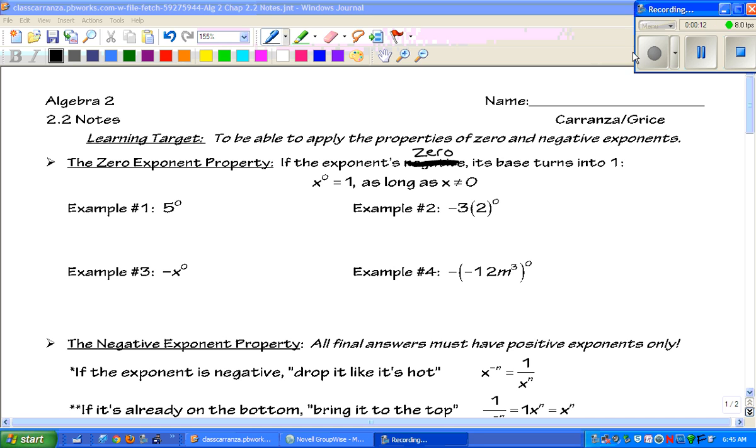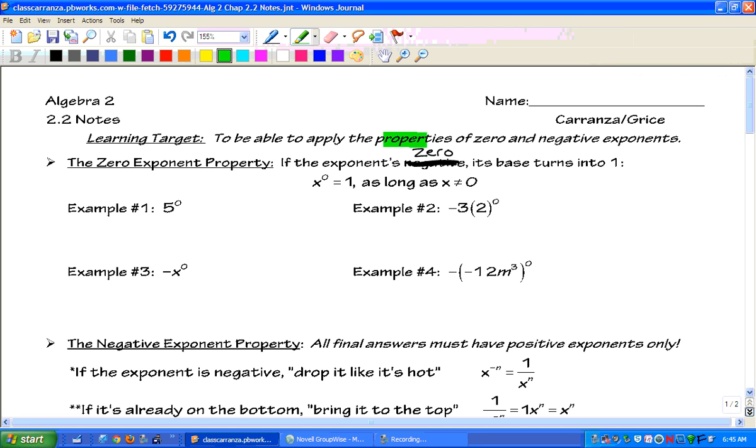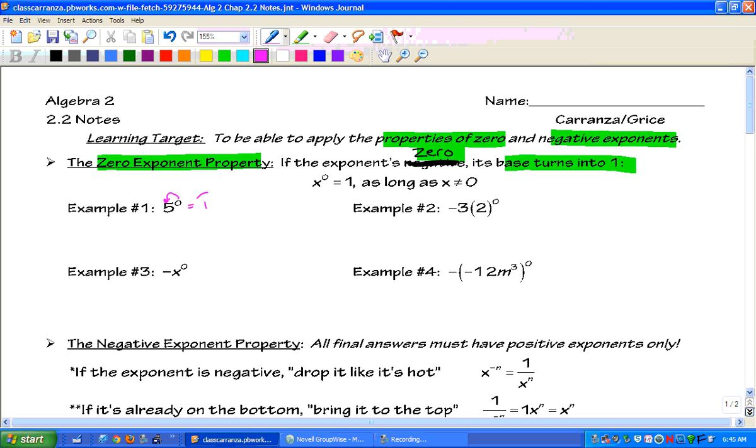Today our learning target is to apply properties of zero and negative exponents. So let's start with the zero exponent property. If your exponent is 0, your base turns into 1. Okay? So let's take a look at it. Example number 1. Our exponent is 0, so that means 5 to the 0 equals 1.